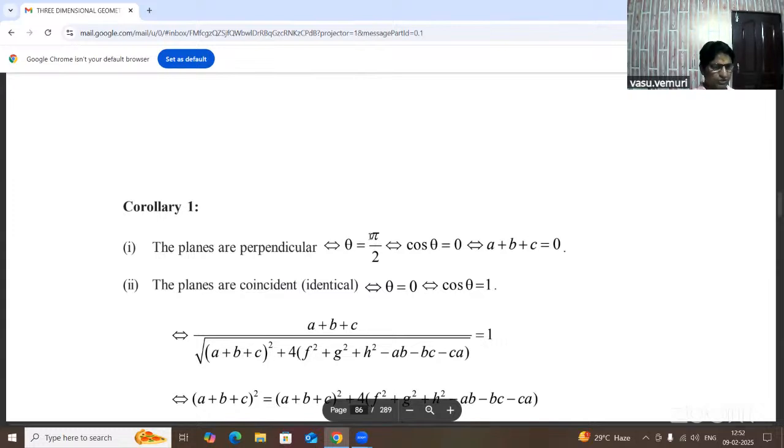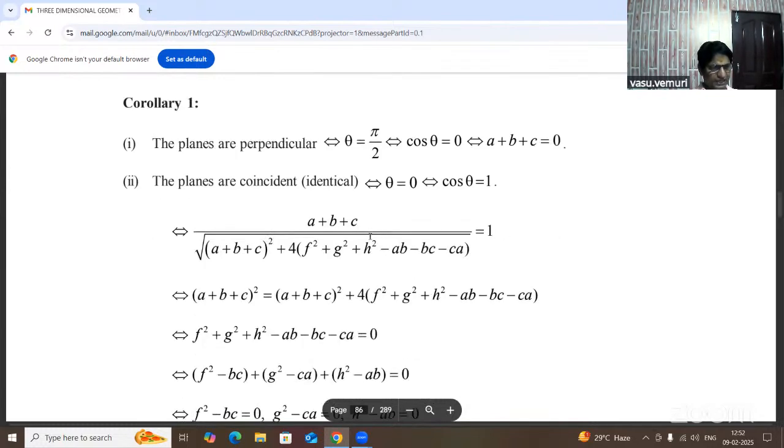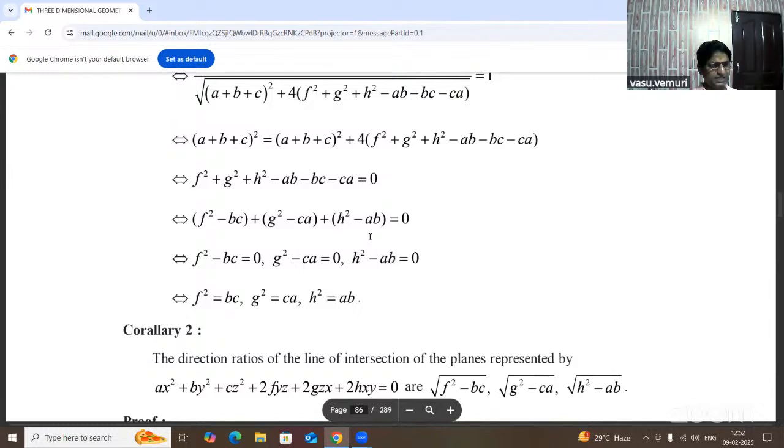And when the planes are coincident, coincident means identical, theta is 0 degrees, so cos 0 is 1. What is the condition? f² = bc, g² = ca, and h² = ab. So that is also simple.